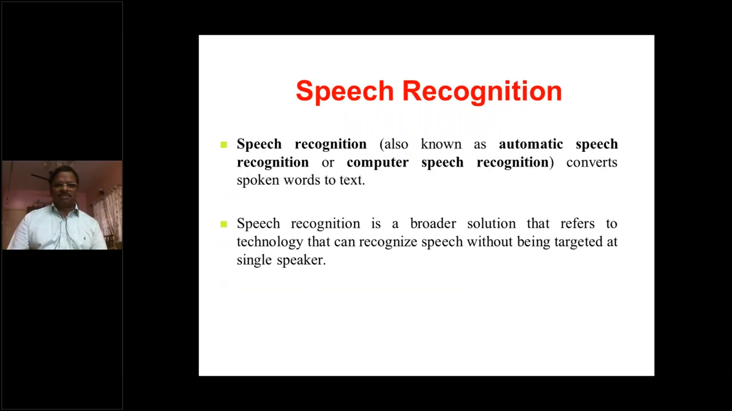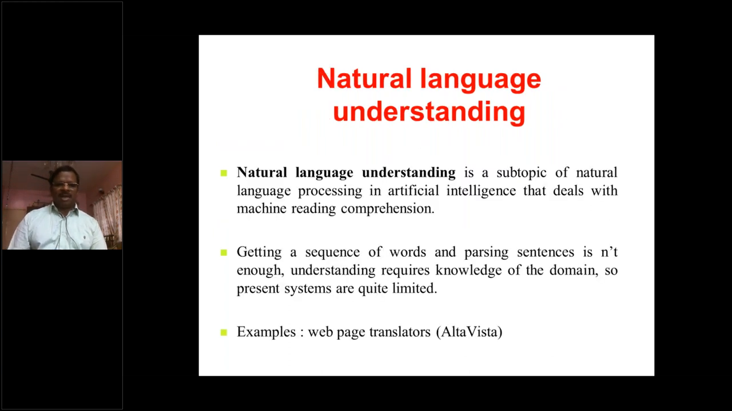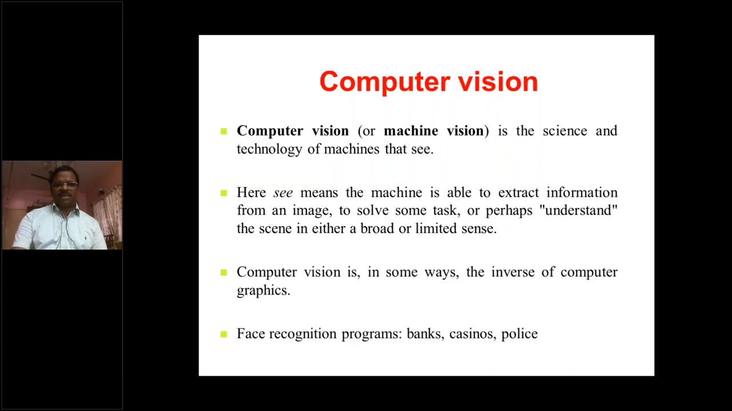Then speech recognition, which is also called automatic speech recognition or computer speech recognition, converts spoken words to text. It is a broader solution that refers to technology that can recognize speech without being targeted at a single speaker. Many people are speaking, and it captures. The other one is natural language understanding, which is a subtopic of natural language processing. I already explained what natural language understanding and natural language generation are.